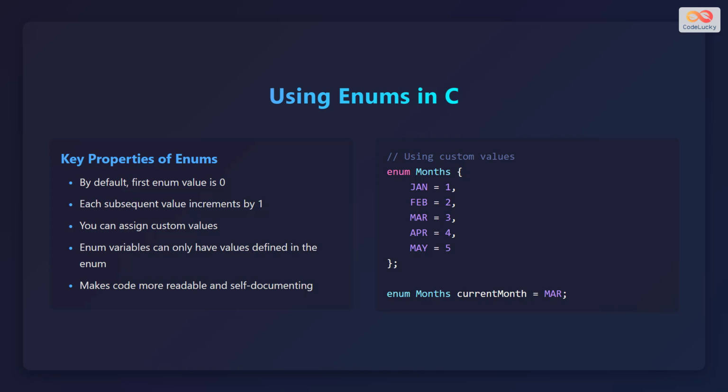Let's look at how to use custom values. We have an enum called months. January is assigned a value of 1, February is assigned a value of 2, March is assigned a value of 3, April is assigned a value of 4, and May is assigned a value of 5. After the declaration of the enum, we declare a variable current month of type enum months and assign it the value of March.